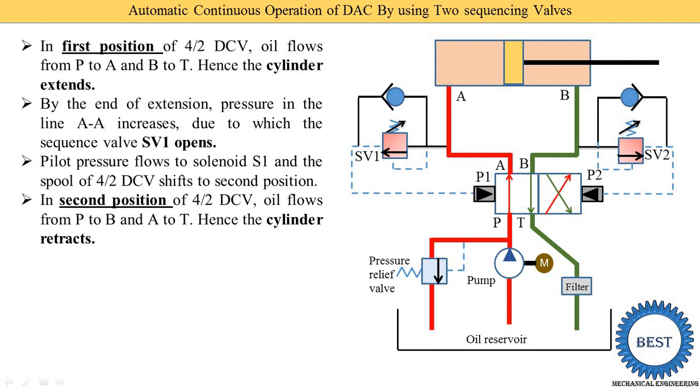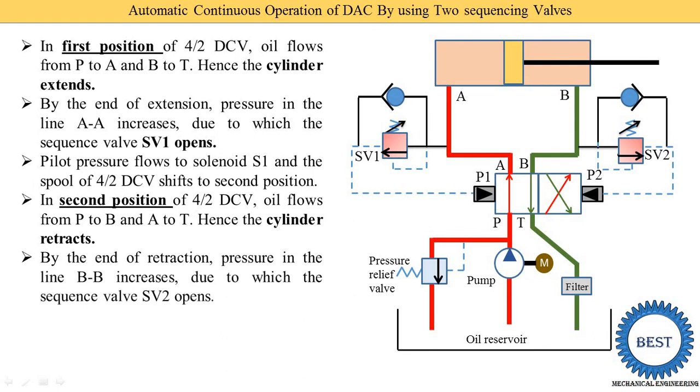Some oil present on the cap side is supplied to the A port, and from the A port it goes to the T port. Here you see this A port is connected with T, and from the T port oil goes to the tank. Now at the end of retraction, what happens? By the end of the retraction, pressure in the line BB is increased, due to which the sequencing valve SV2 opens. The end of retraction means the piston is here at the leftmost position.